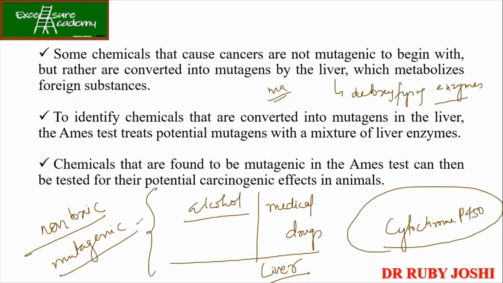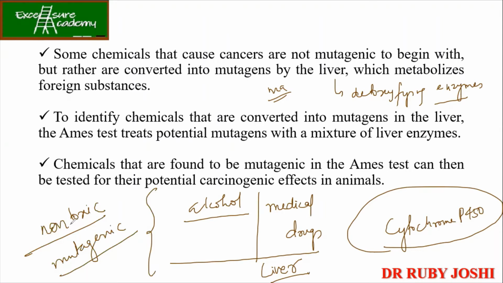Getting the point? So, yes ma'am. Non-toxic means it will not affect the cells at that time, but since it is mutagenic, it is causing mutations in the DNA, and later on the cells are affected. Okay, this is the meaning.